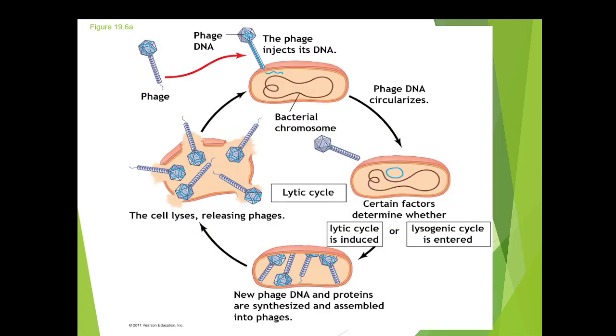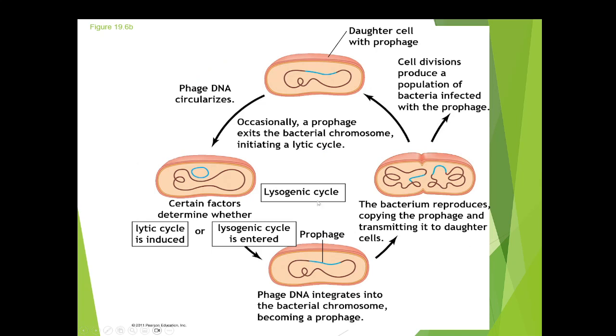So again, here's lytic. We're going to see those cells rupture. That's lysis. That's the cell lyses, releasing the phages. In the lysogenic cycle, the bacteria actually reproduces. The prophage is formed. And so those are the two major ways that we see the bacteriophage life cycle in cells.